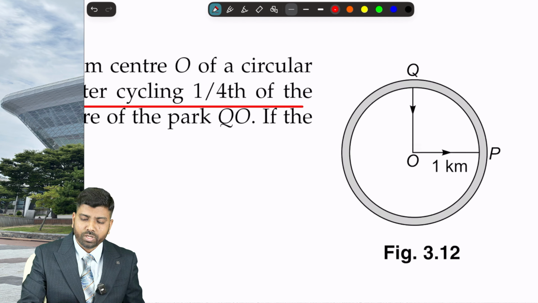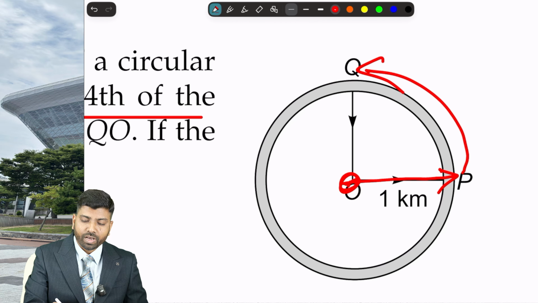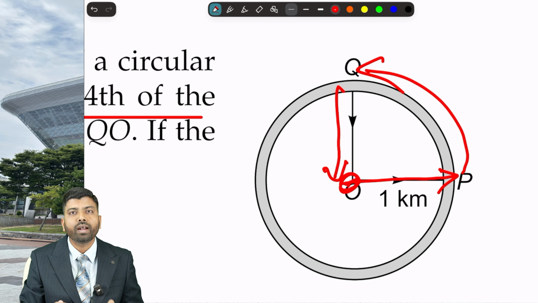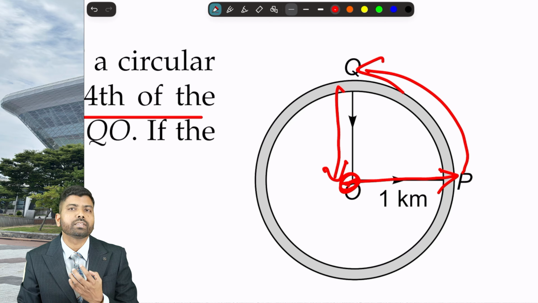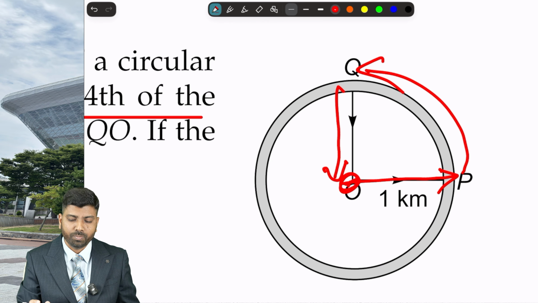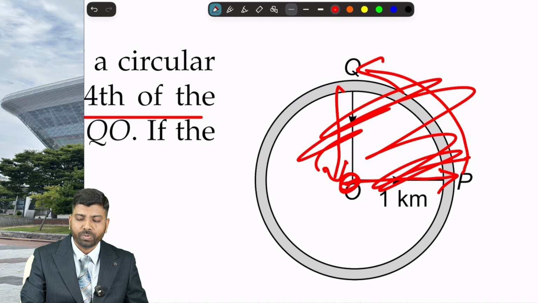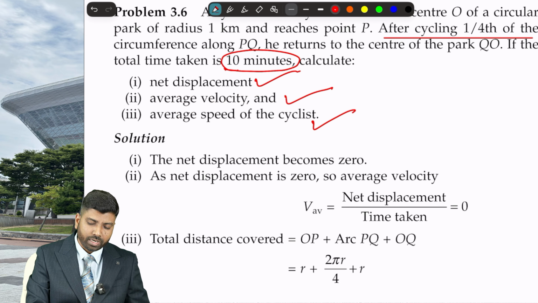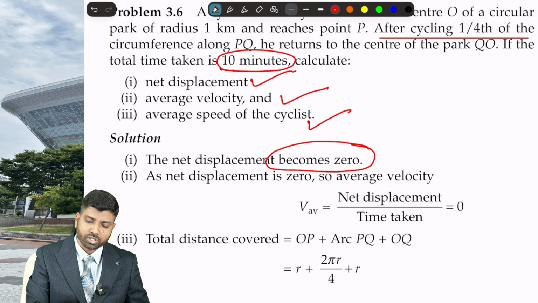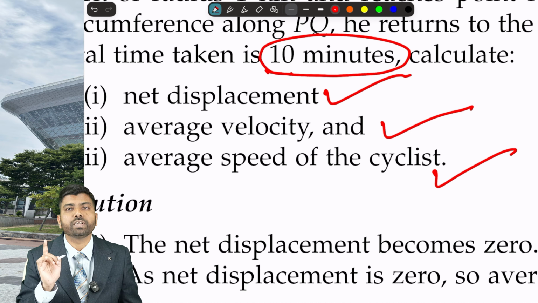The net displacement is the shortest distance between the initial position and the final position. The cyclist started from the center, then traveled to P, then P to Q, and finally Q to the center again. So at the end of the journey, the cyclist was at the same place. There is no change in the place, so there is no displacement. The displacement is 0. Are you with me? In this case, the net displacement is 0 because there is no change in the place.